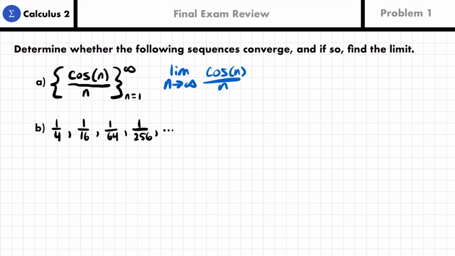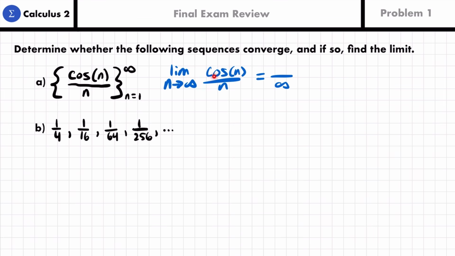Well, in the denominator, we just have n, so if n is approaching infinity, then that denominator will be getting bigger and bigger. It will be approaching infinity as well. So far this is equal to something divided by infinity. But what is in the numerator? Well, it's cosine of n where that n is approaching infinity. In other words, the input for the cosine function is getting bigger and bigger.